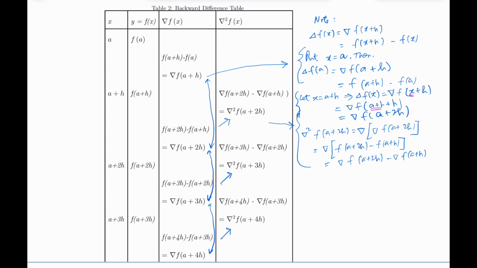And finally, we have the second order backward difference of these two terms is del f a plus 4h minus del f a plus 3h. And this is written as del square f a plus 4h. This can also be shown as we have shown it here. Okay. So you now know how to find out this first order forward difference, second order forward difference, first order backward difference, and also second order backward difference.